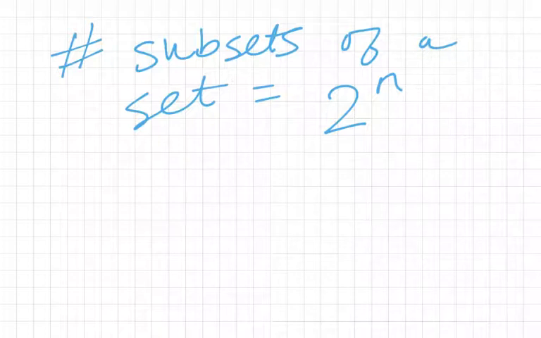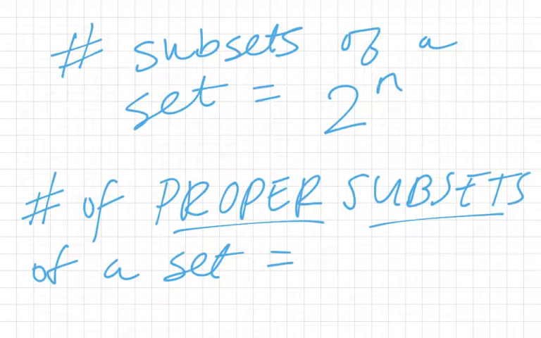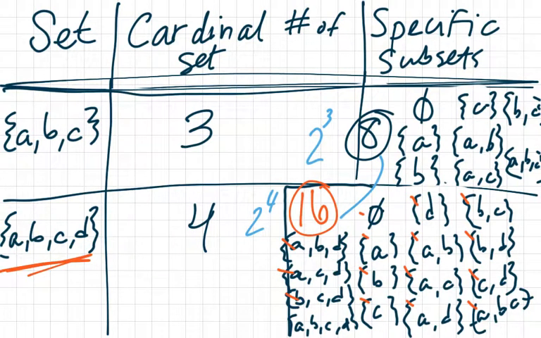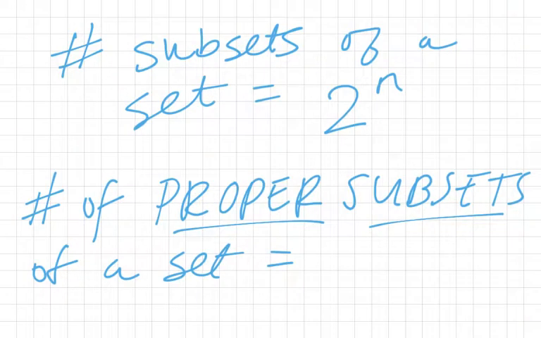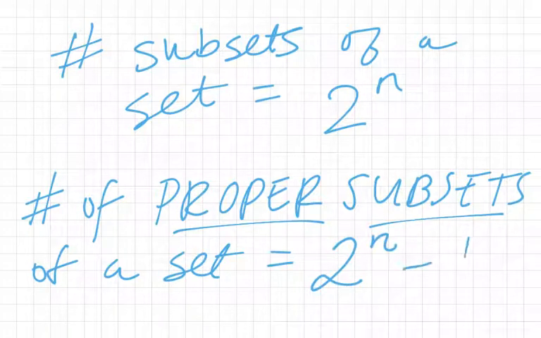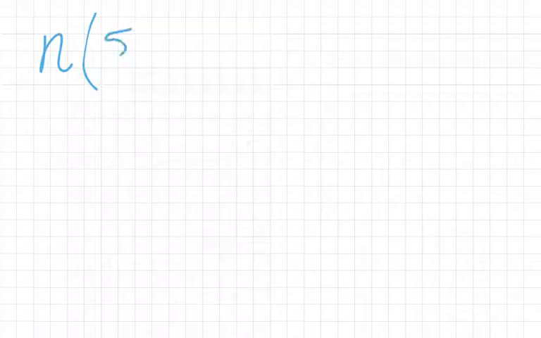Based on that, to adjust the formula and address proper subsets, let's look at this example with this big one here. All of these are subsets except for the last one that has the same elements as the original set. So, in order to figure out how many proper subsets a set has, we can take 2 to the nth power and subtract 1.